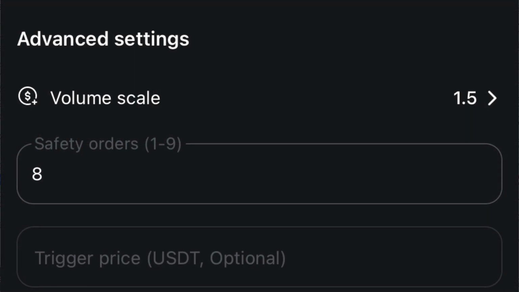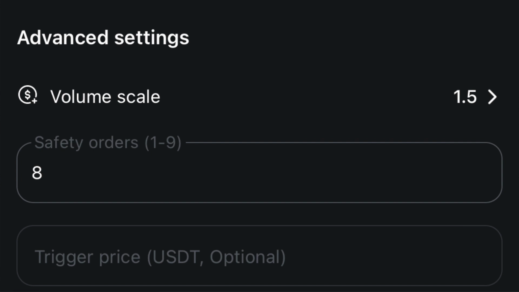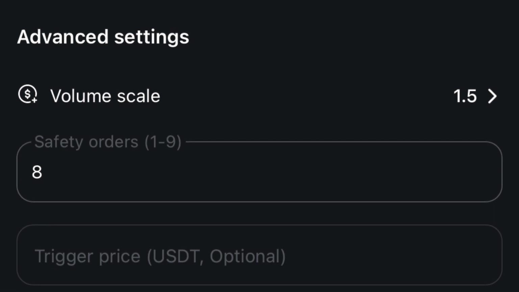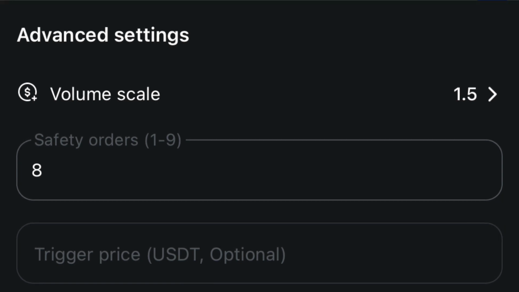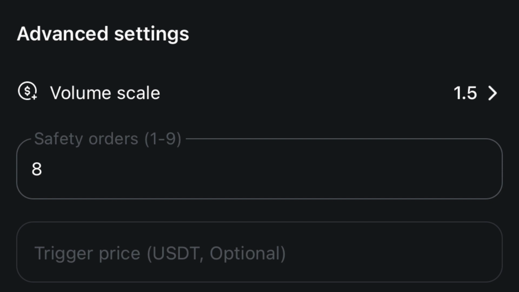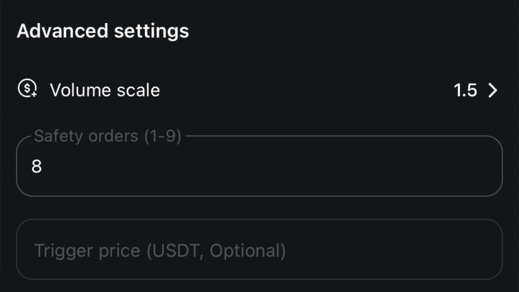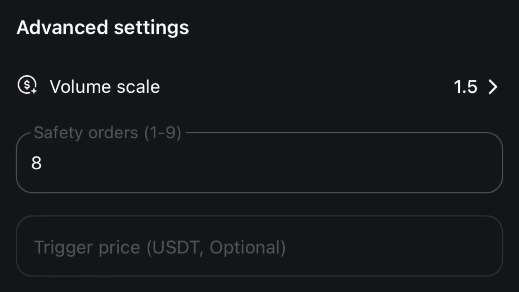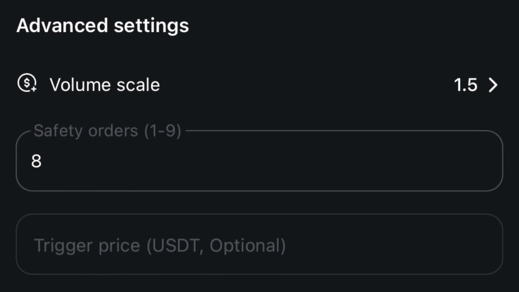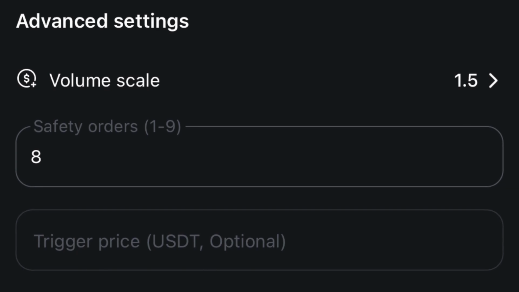So this brings us to the volume scale. The volume scale is going to end up being how often or how many safety orders you have. If you click on that part, you can have up to 25 safety orders. You do have to put more money in, I believe. Let me check real quick. No, I'm sorry. You don't have to put more money in.